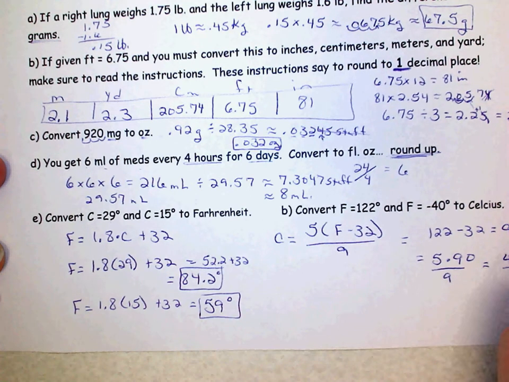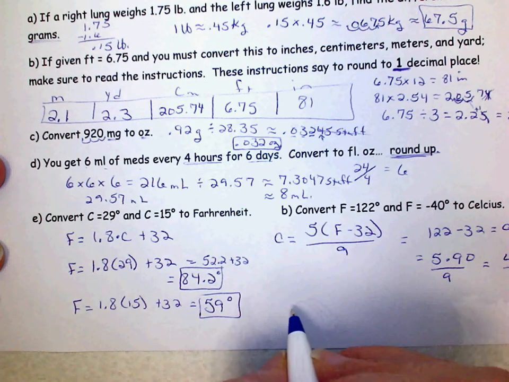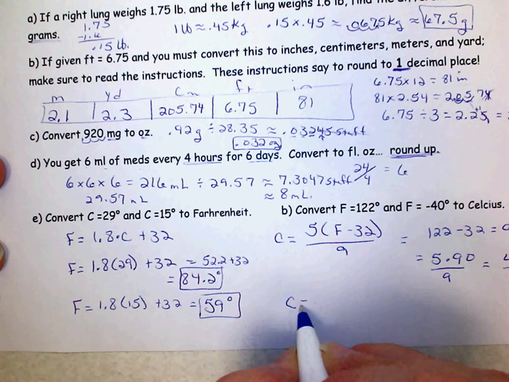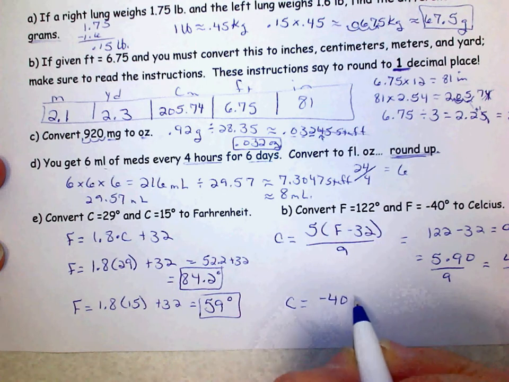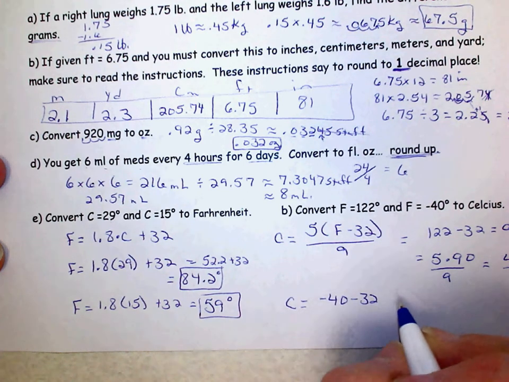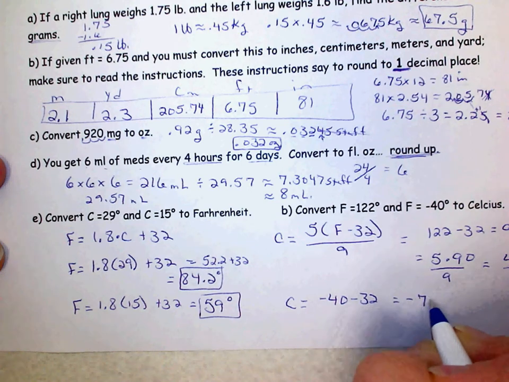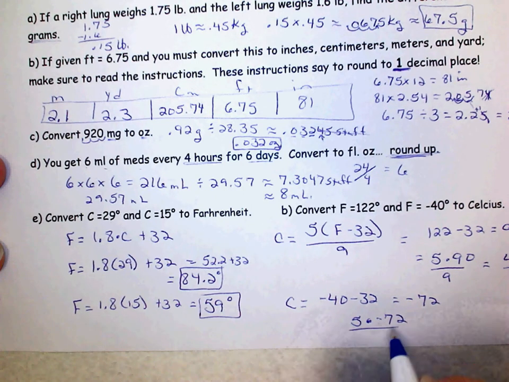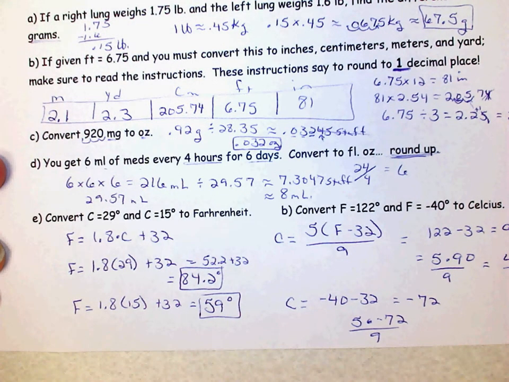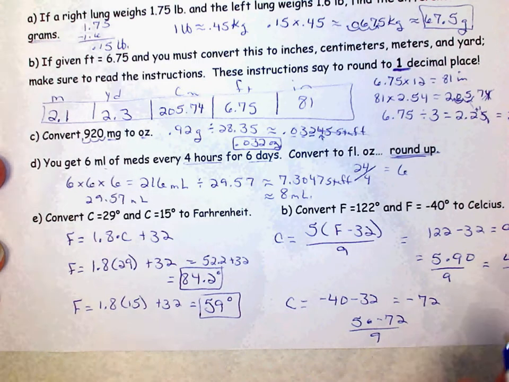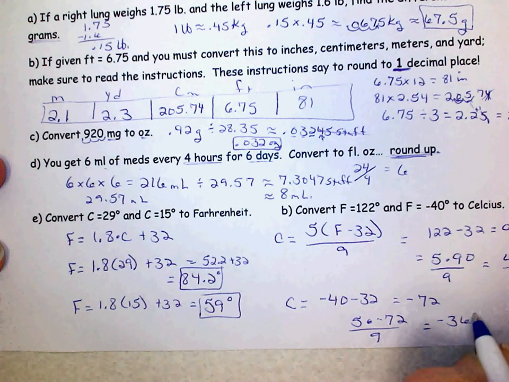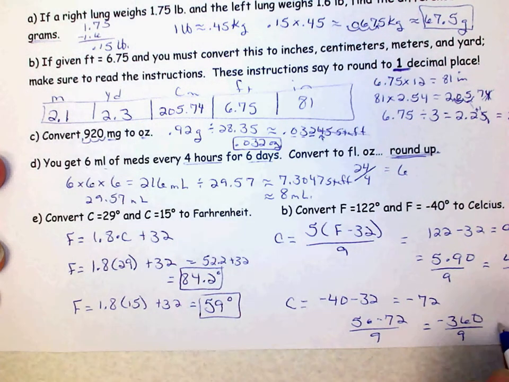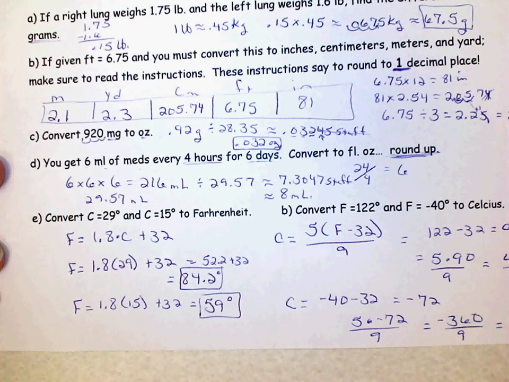And then this one's kind of a sneak. Are you ready? Negative 40 minus 32 is negative 72. Now you take 5 times negative 72 divided by 9. So 5 times negative 72 gives us negative 360. Divide that by 9, and guess what? We get negative 40 degrees. That's the only temperature at which Celsius and Fahrenheit are the same.